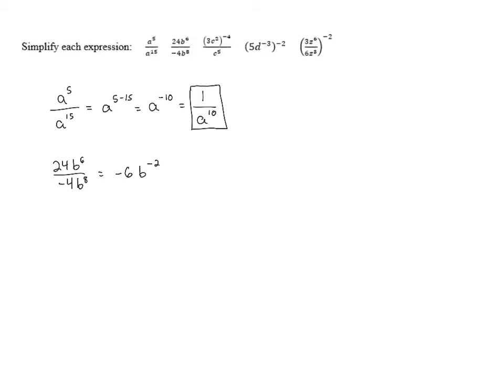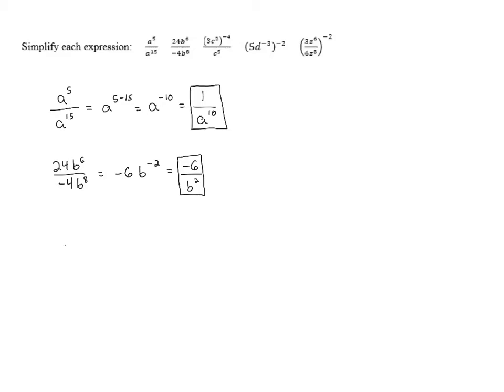We have to make that negative exponent positive, so we're going to have to move that b to the bottom. However, the negative 6 stays on the top because it doesn't get affected by a negative exponent. Moving the b to the bottom, we've got a b squared down there, and now we have negative 6 over b squared. Equally correct with the negative out front.